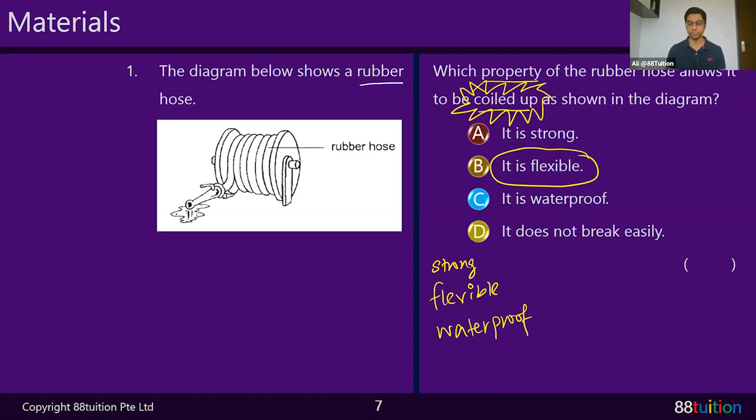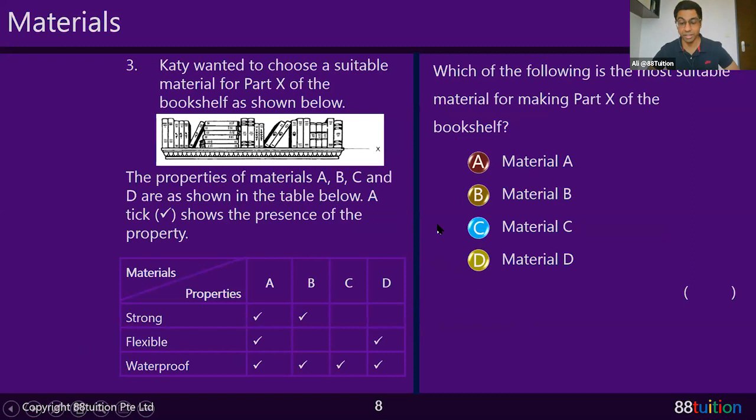This is how you need to identify. Although all the properties are relating to the rubber this way, am I right? Okay, you need to choose the correct property. So this is why it's not so straightforward in the materials questions. Okay, this one is a very common question.